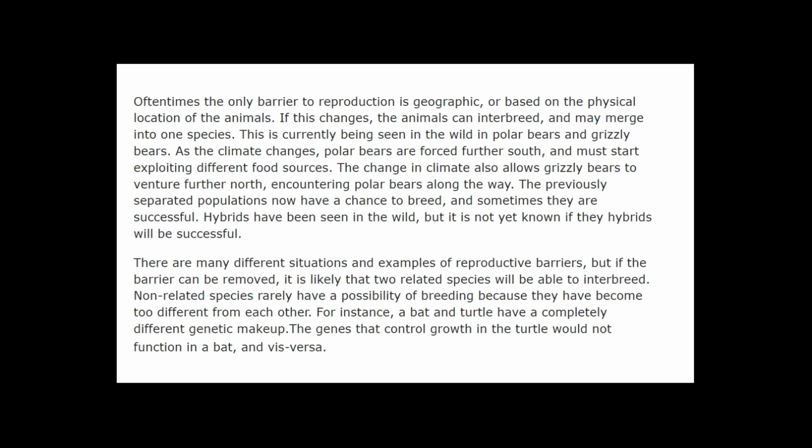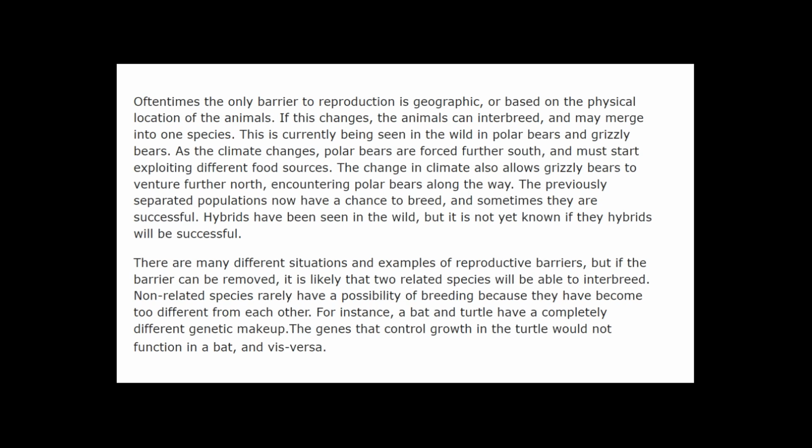So as climate changes, polar bears are being forced further south and must start exploring different food sources. The changing climate also allows grizzly bears to venture further north, encountering polar bears along the way. And the previously separated populations now have a chance to breed, and sometimes they are successful. And hybrids have been seen in the wild, but it is not yet known if hybrids will be successful. The problem with the hybrids is they're not well adapted either for the snow or the forest.